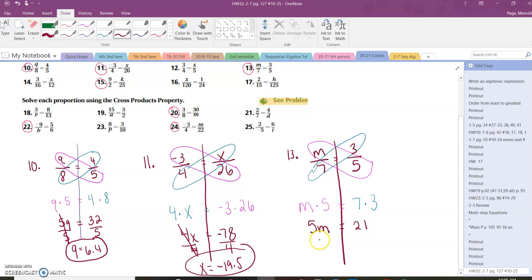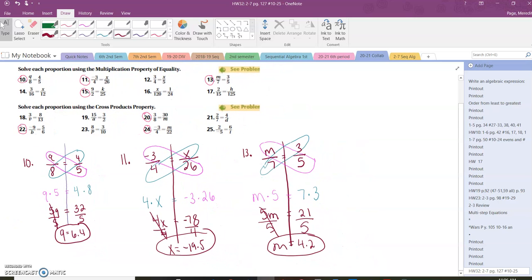Now I got a one step. I'm going to divide both sides by 5. In your calculator, you're going to do 21 divided by 5, and you're going to get 4.2. Circle it, you are done. Moving on, number 15.